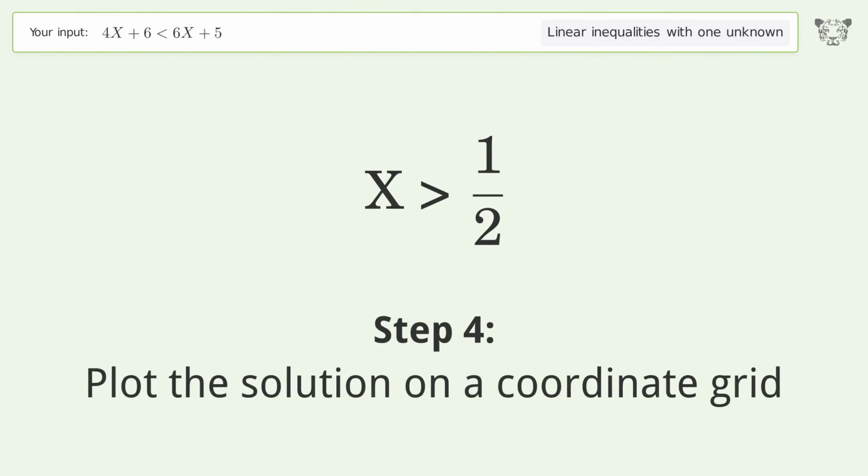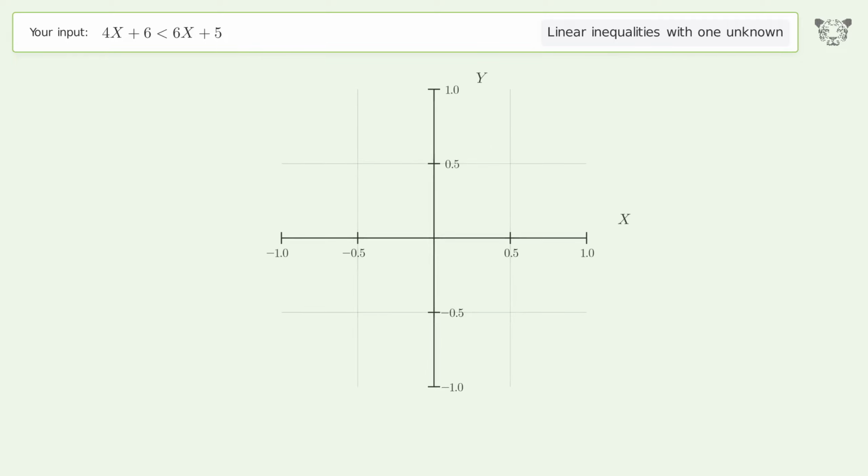Plot the solution on a coordinate grid. And so the final result is x greater than 1 over 2.